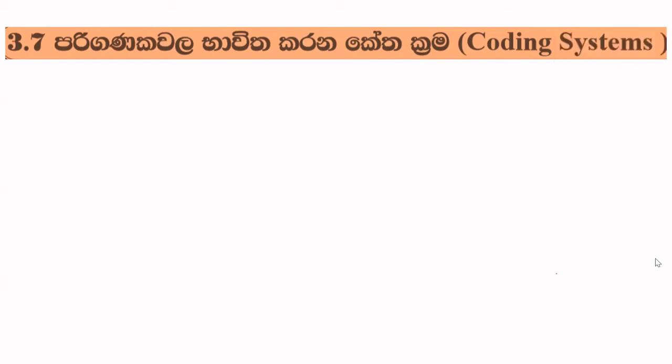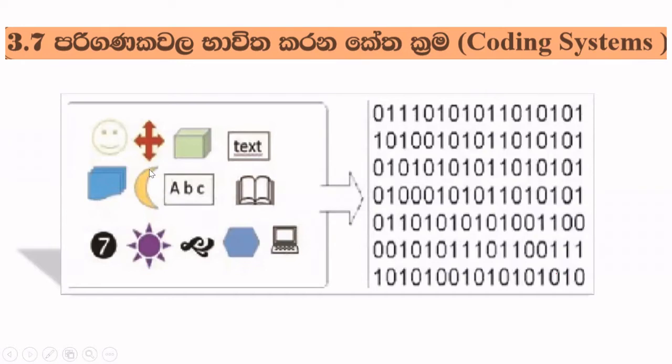So what are the other coding systems? That is very important. Normally we are using images and characters and many other things, but all of those objects are converted into a binary coding system, binary number patterns. You can see this happens inside your computer. So there are some coding systems, and we have to go through them.